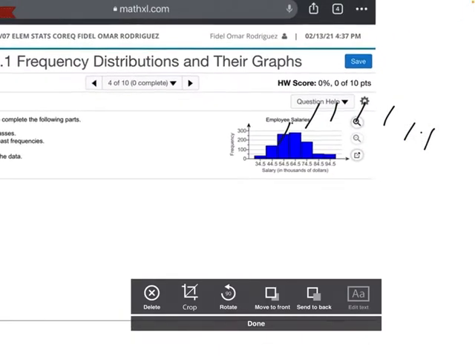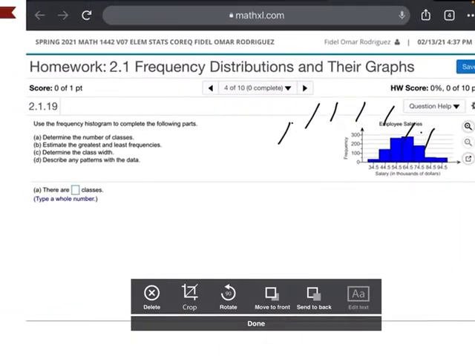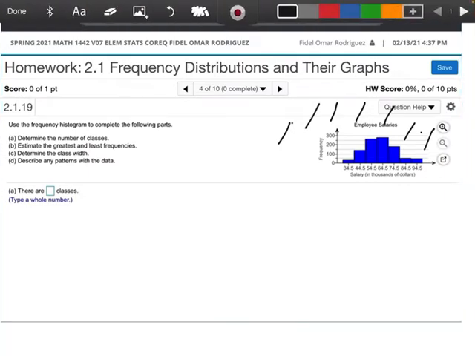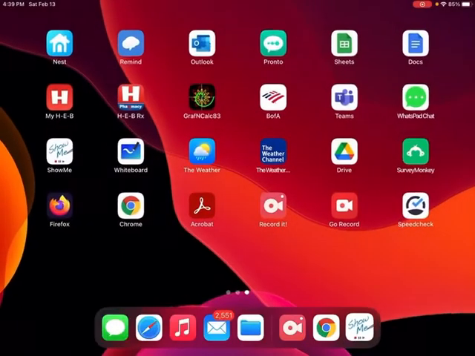Sorry, guys. Let me fix this again. Okay. And, yeah, that looks a little messy, but we'll just count again. So we got 1, 2, 3, 4, 5, 6, 7, right? So for part A, the answer is going to be 7.